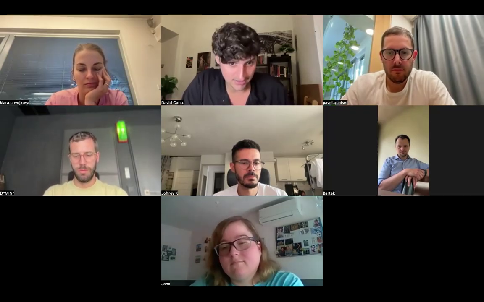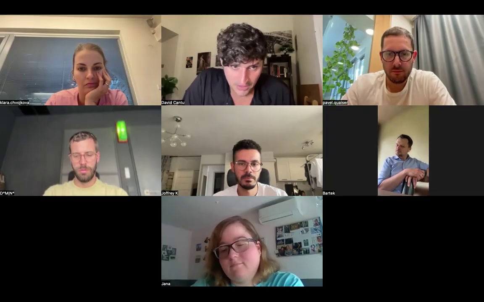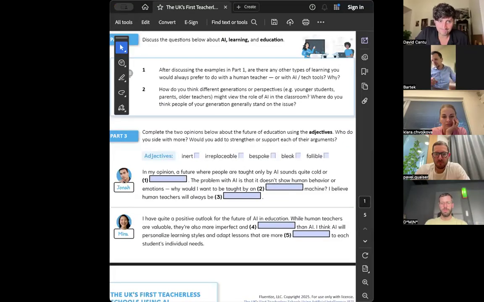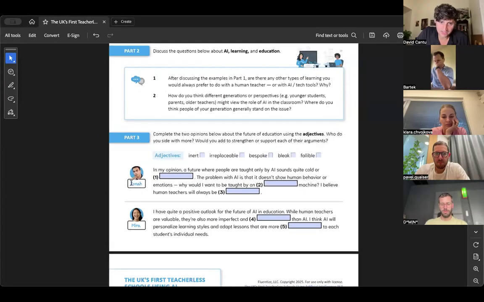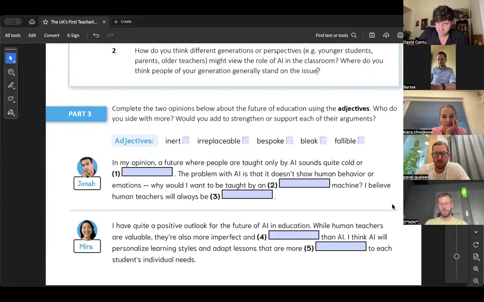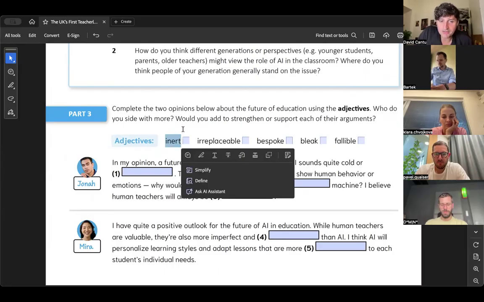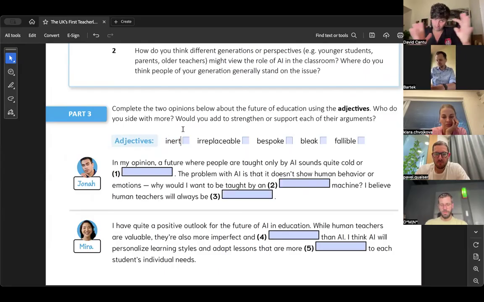Okay, so now we're going to jump into some advanced vocabulary. I'm going to teach you a few advanced terms, and then we will check out these two opinions, Jonah and Myra, and then you will agree or disagree with them with your next partner. Okay, first let me explain these terms. Inert means it doesn't move. Or it's irreplaceable, you can't replace. Okay, that's good.